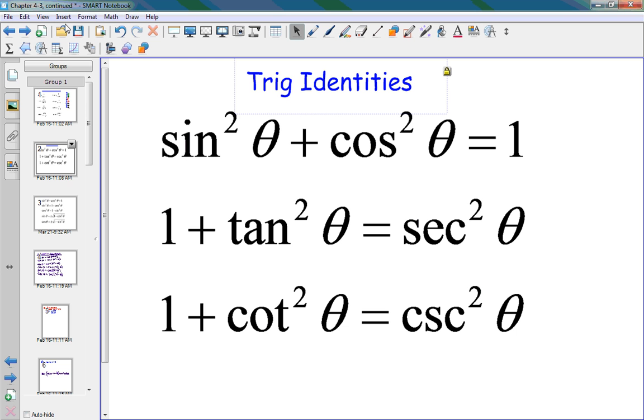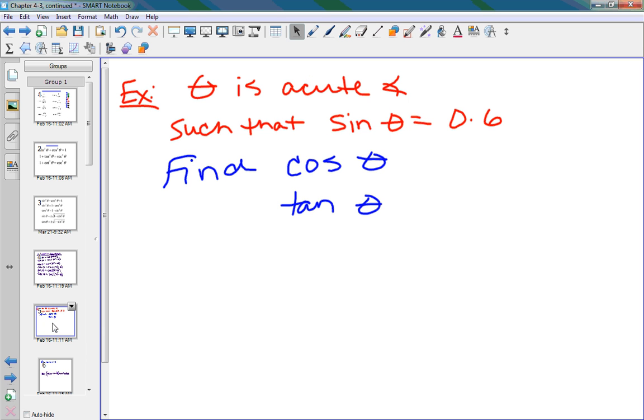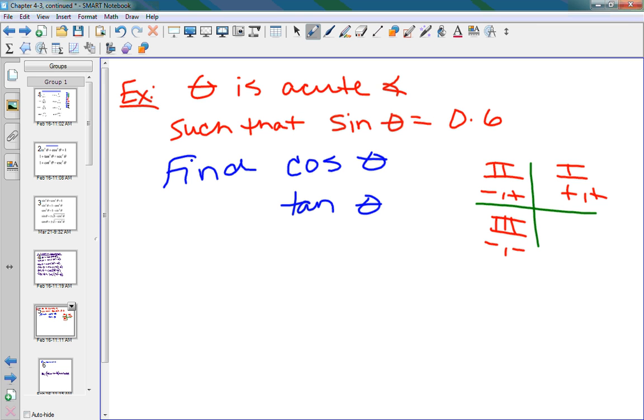So if we are talking about using that, let's first talk about an example here. Theta is an acute angle. If it's an acute angle, how big is it? Smaller than 90, which means what quadrant does it have to lie in if it's smaller than 90? It has to lie in quadrant 1. Now you're going to see me talk about this all period long. In quad 1, it's plus plus. In quad 2, it's minus plus. In quad 3, it's minus minus. In quad 4, it's plus minus.